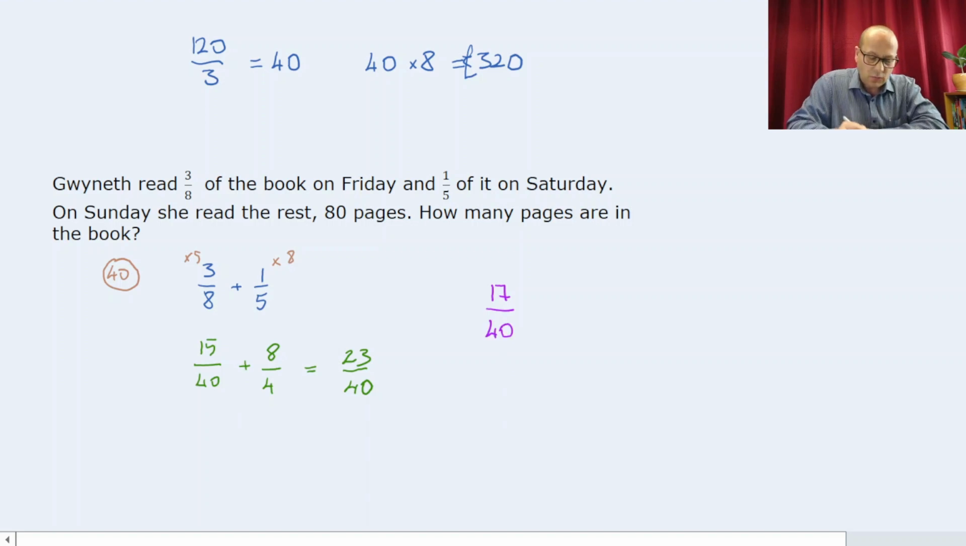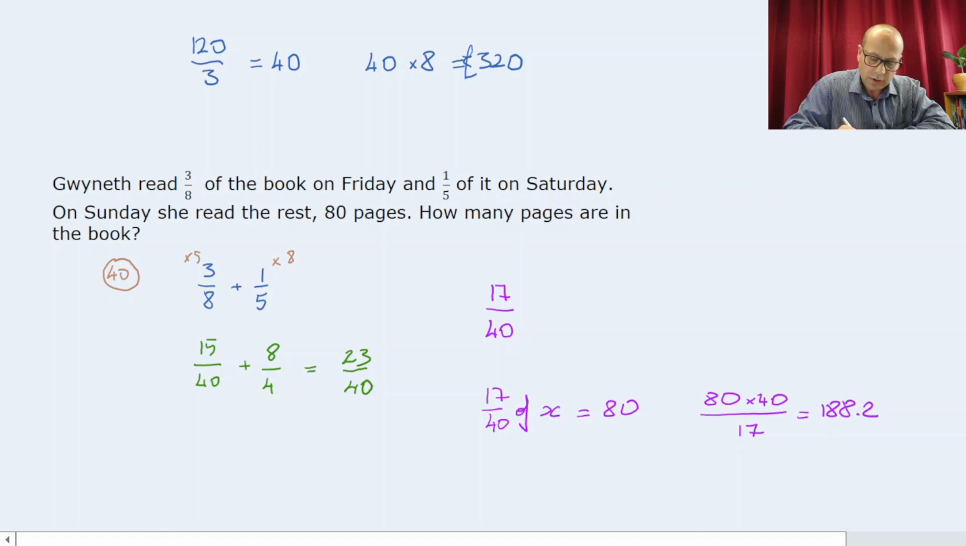We are being asked to find the total number of pages. So 17 out of 40 of the total number of pages, which I call x in this case, should be equal to 80. To solve that, we do 80 multiplied by 40 and divided by 17. And that will be 188.2. So the book has 188 pages.